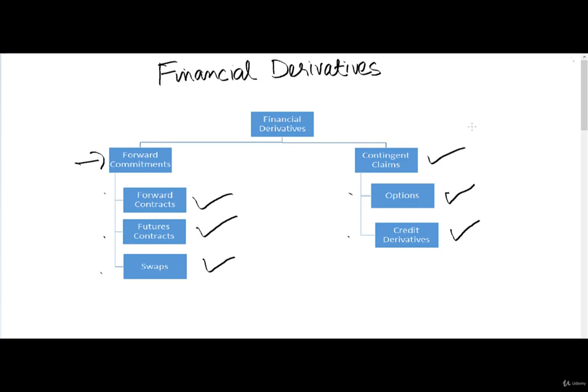categorized as contingent claims. In simple words, in forward commitments, both the parties, long and short, have an obligation to perform. Whereas in contingent claim, one party has an obligation and the other party has a right. We will discuss contingent claim in detail in later videos. While in this video, I will explain 3 types of forward commitments.